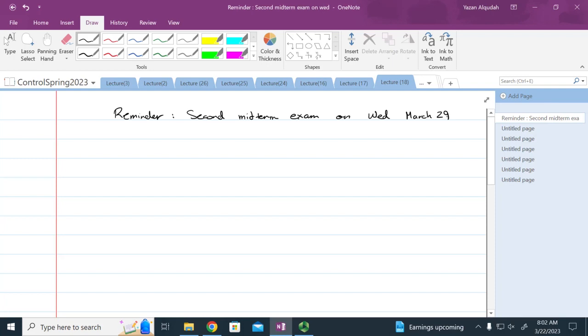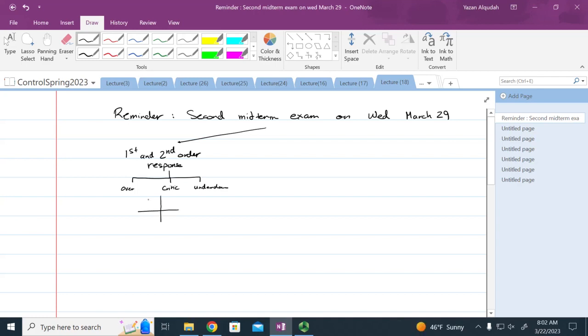Okay, so what is the exam going to cover? We're going to cover the first order and second order response. The different responses of the second order system: over-damped, critically damped, under-damped. You should be able to know the performance or the response of the system based on the location of the poles and be able to get zeta and omega n from the poles location.